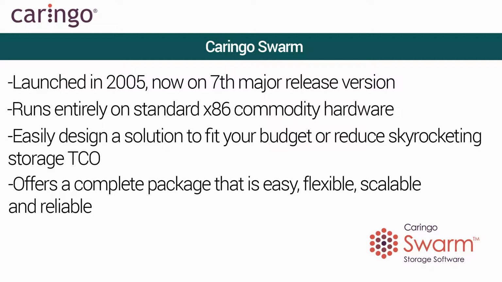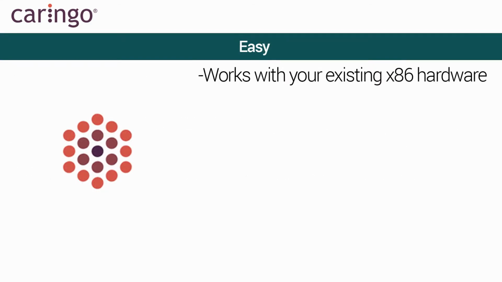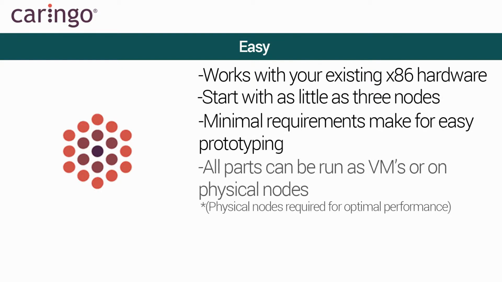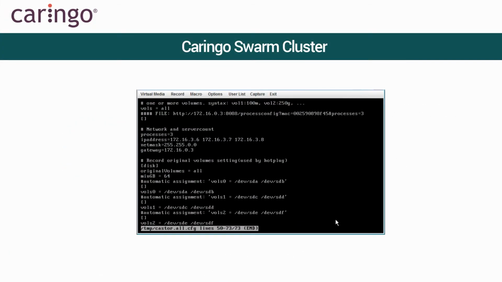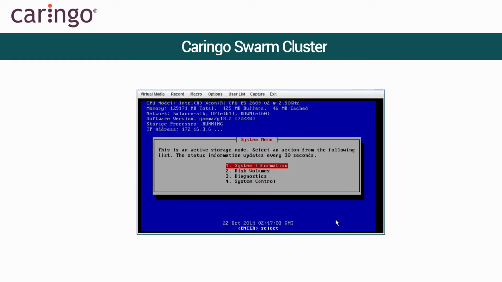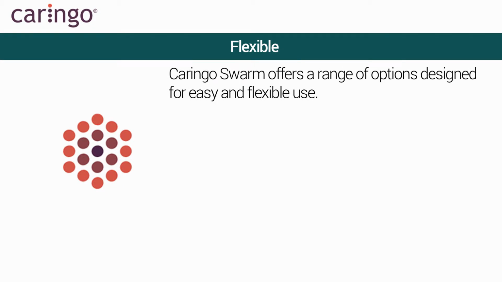Software-defined infrastructure is rapidly evolving and often introduces added levels of complexity and cost to your environment. Caringo Swarm is different. It not only works with your existing x86 hardware, but it can run on as little as 3 nodes. A Swarm cluster can be prototyped in a virtual lab, allowing for the rapid development of a working proof of concept and giving your IT staff the flexibility to learn how to manage it before a rollout occurs. The Caringo Swarm cluster boots in seconds from PXE or local USB storage, and the menu is simple and easy to use. Flexibility is built into the very DNA of Caringo Swarm.